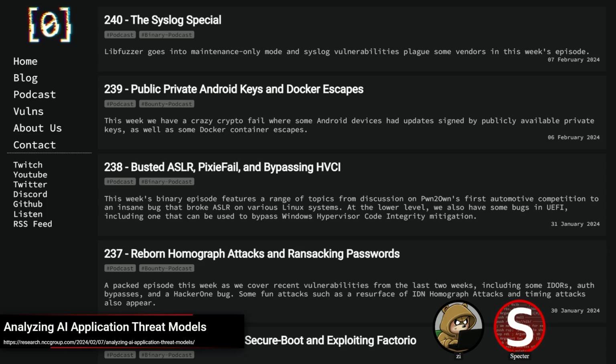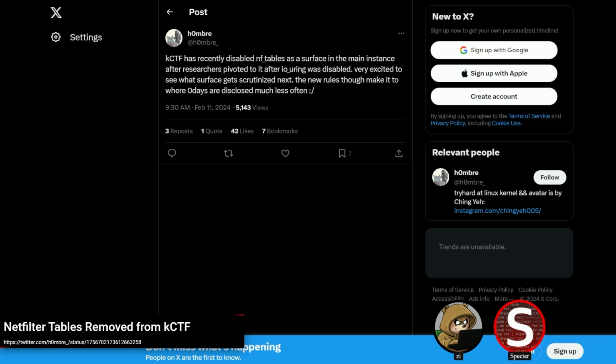Today, we have some news on kCTF disabling a particular subsystem, a LogMeIn handle duplication issue in Windows, and a Linux bug, another one of those Linux kernel bugs that impacts user space. So that's going to be quite interesting. We'll lead off, though, with the kCTF topic.